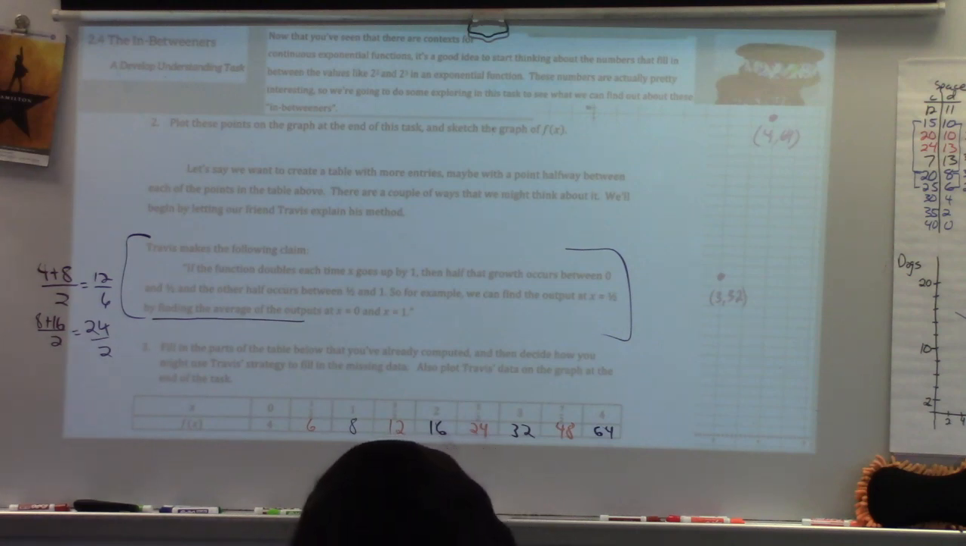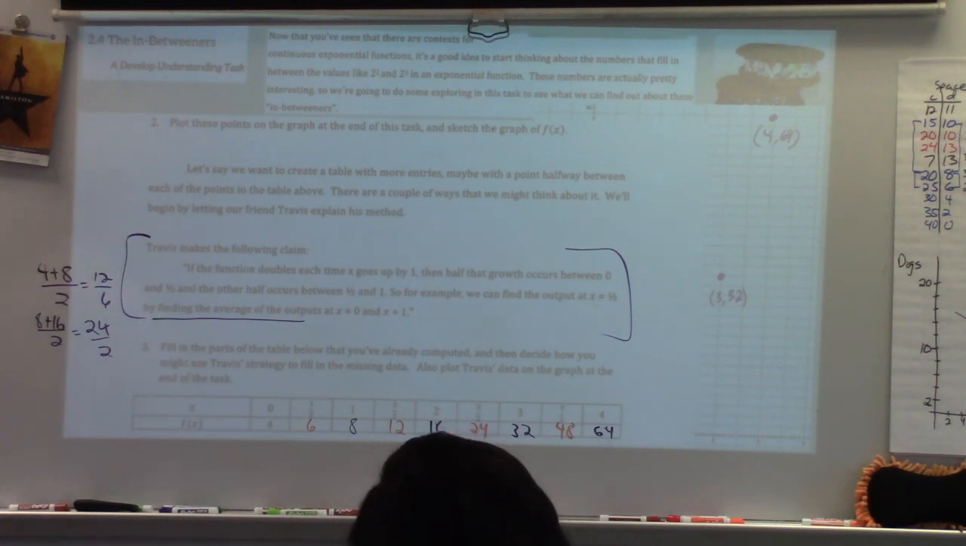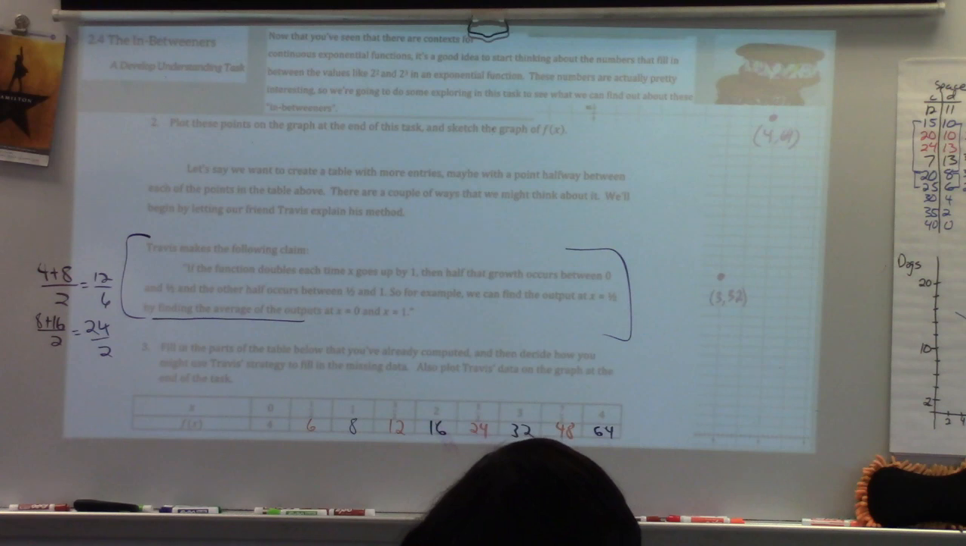So, what do you think about Travis's strategy? Do you think that this is a correct way to approach these problems? No. Why not? It seems too easy. It might be too easy.